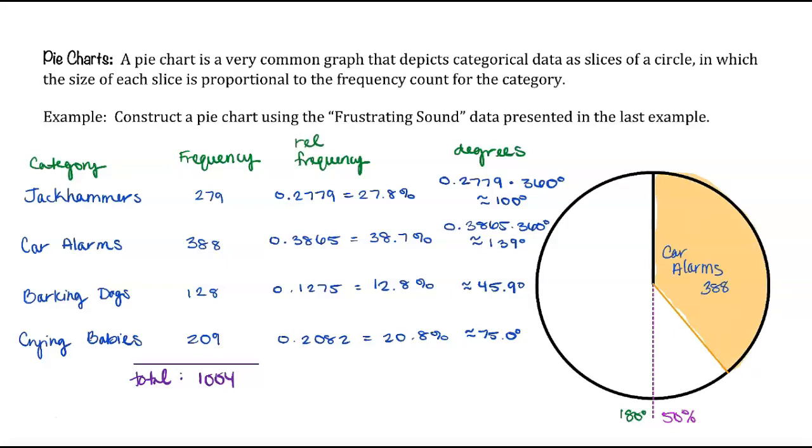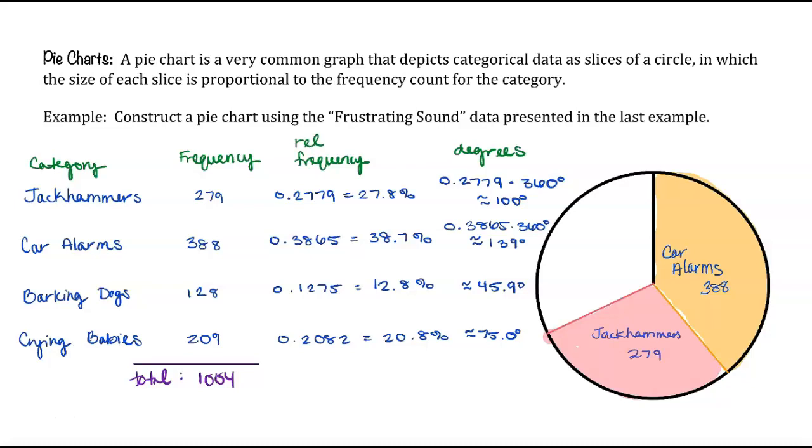Our next largest wedge needs to correspond to the 279 people that said that jackhammers were the most frustrating sound. This wedge needs to correspond to 27.8% of the circle, or approximately 100 degrees. In terms of degrees, consider that 3/4 of the way around the circle would be 270 degrees. Our last wedge ended right around 140 degrees, and we need to go another 100 degrees around the circle to 240 degrees. That's 30 degrees less than 270, which I'll approximate to be right about here. Now we have the second slice.